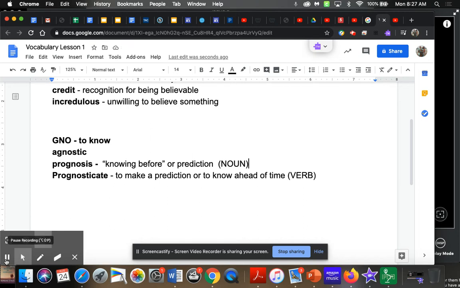The last one in the gno, to know list is agnostic. And it says, I will use software that is platform agnostic. The other way that you can think about agnostic is sometimes people say that their faith is agnostic. Basically, they say, I just don't know. If somebody is agnostic or something is agnostic, it is just you don't know.